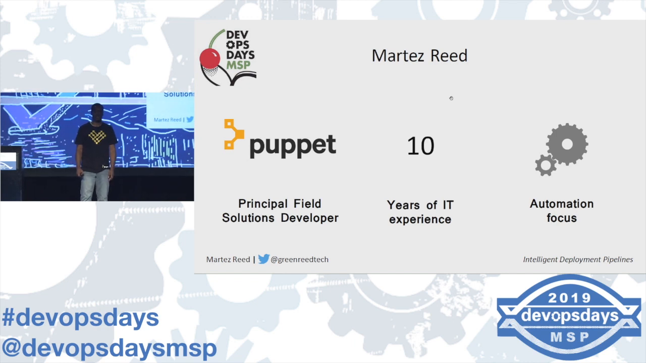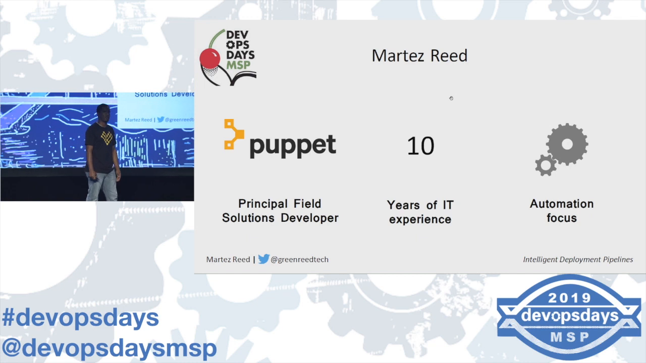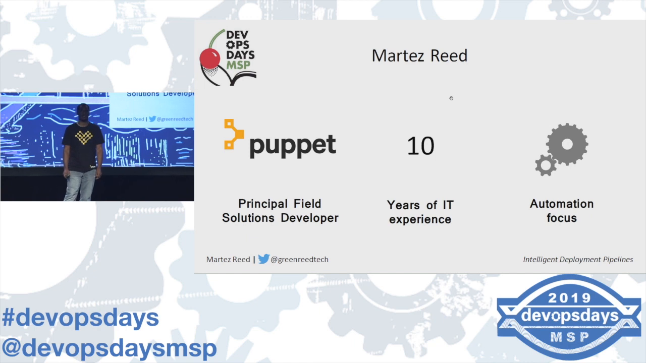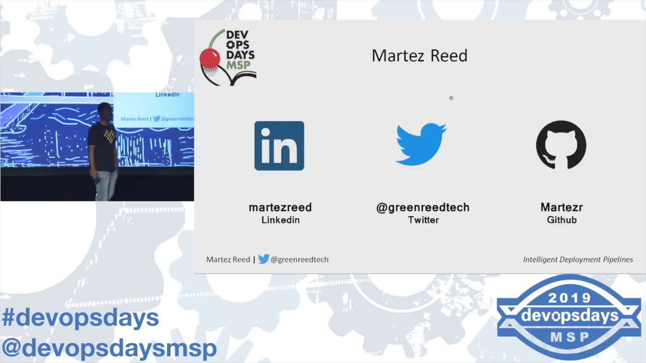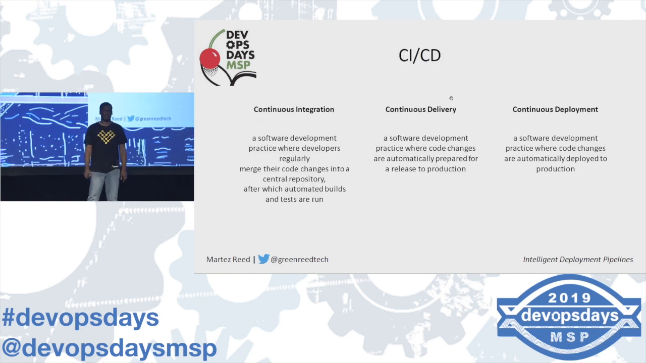A little bit about myself. I am a principal field solutions developer at Puppet. Really what that means is I work on the education enablement team. I help with training both externally as well as internally at Puppet. Roughly 10 years of IT experience, and my focus probably the last 7 or 8 years or so has been on automation. So a couple of ways to find me: LinkedIn, Twitter, GitHub. I do a bunch of different things that are hopefully very interesting to other people, and there's a bunch of different ways to find me. So let's dive right into it.